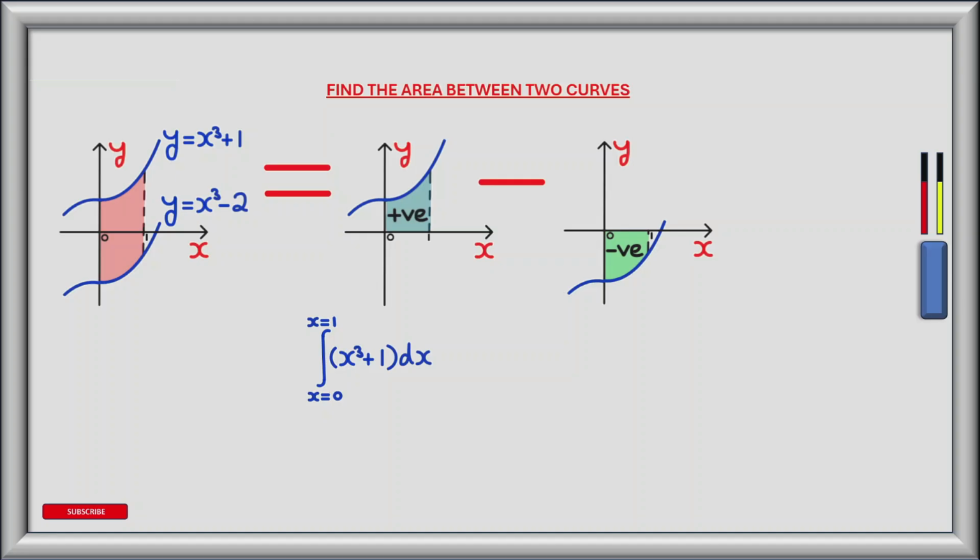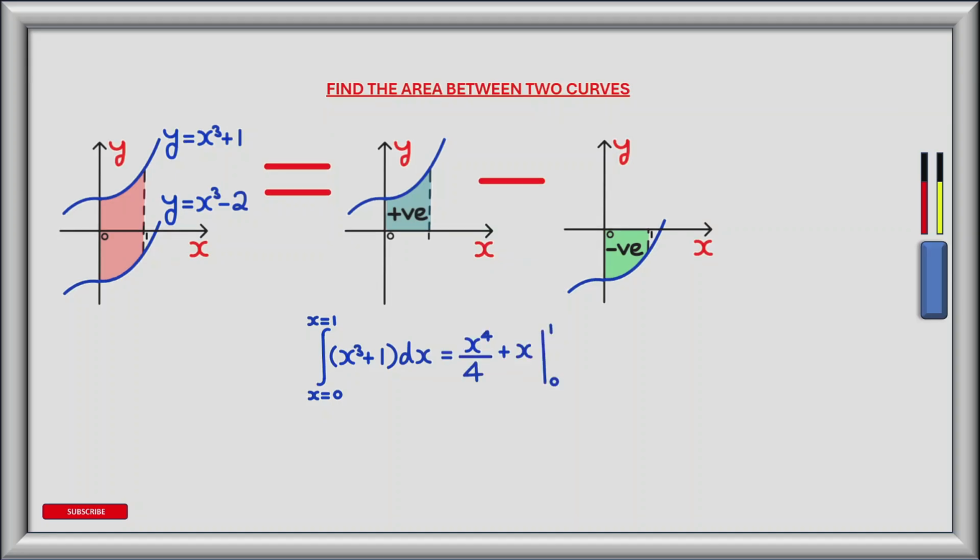Now, to find the area of the blue shaded region, we can integrate the function y equals x cubed plus 1 between the limits of x equals 0 and x equals 1. Using the power rule to evaluate this, we get x to the power of 4 divided by 4 plus x, and we need to evaluate this between 0 and 1. So if we plug in these limits, we get 1/4 plus 1 minus 0, and this evaluates to 5/4.